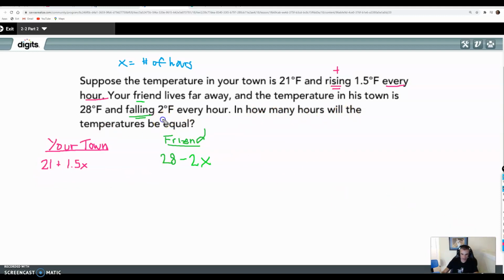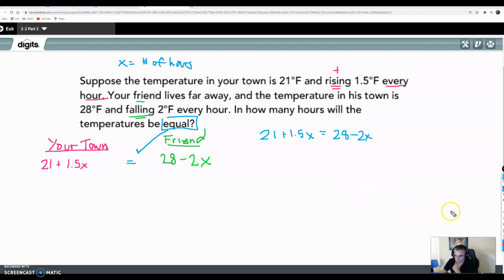Well, the key word right here is equal. So all we're going to do is take this expression and set it equal to this expression by putting an equal sign right here in the middle. So I'm going to rewrite this as 21 plus 1.5x is equal to 28 minus 2x. And if we solve this equation, it will tell us in how many hours the temperature in the two towns will be exactly the same.